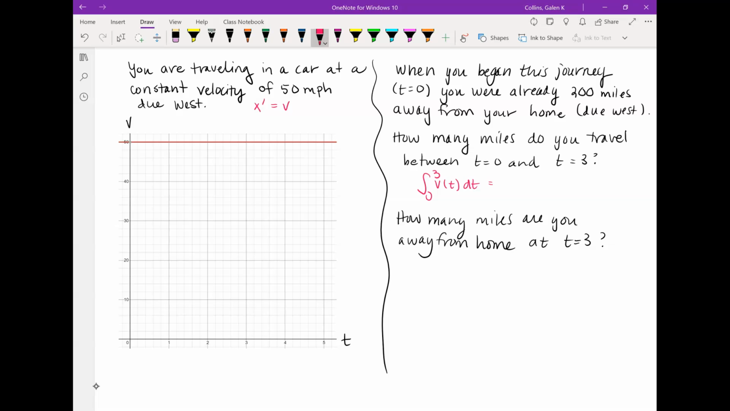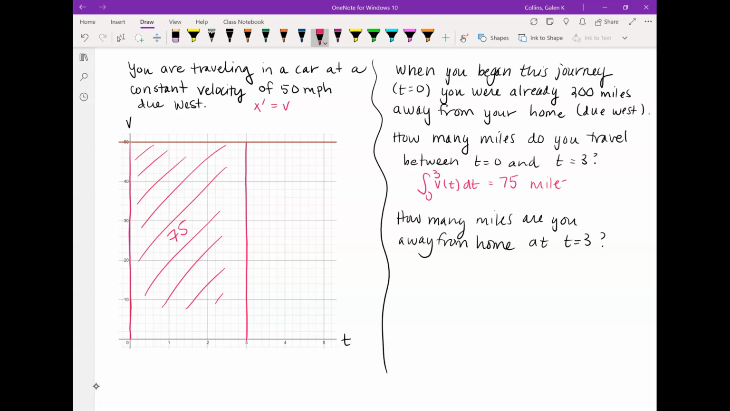So we said simply we could do this using the area under the curve. From t equals 0 to t equals 3, we would just find that shaded area. So 50 times 3, since it is a rectangle, is 150. So that tells us that you travel 150 miles between 0 and 3 hours.